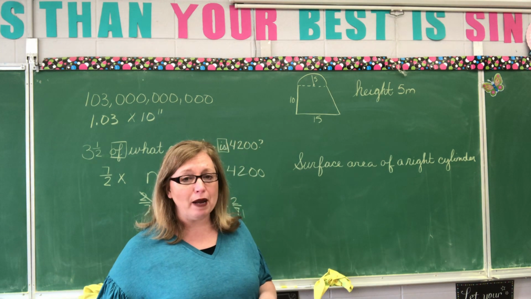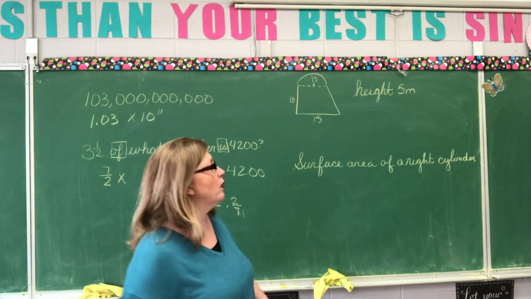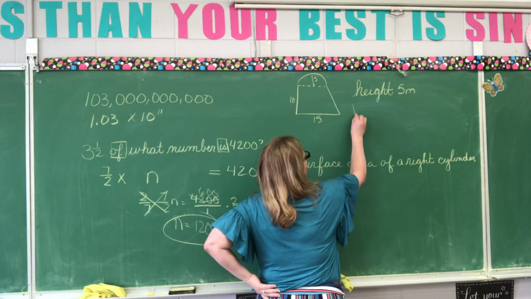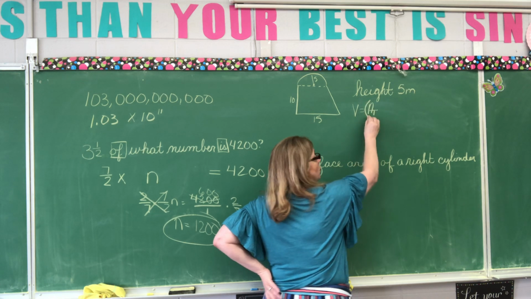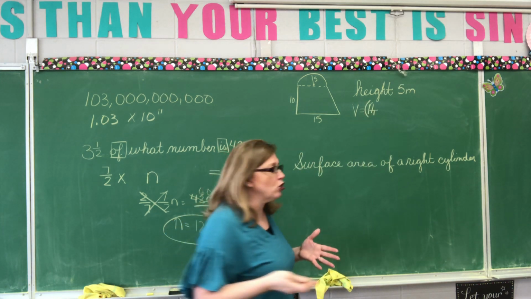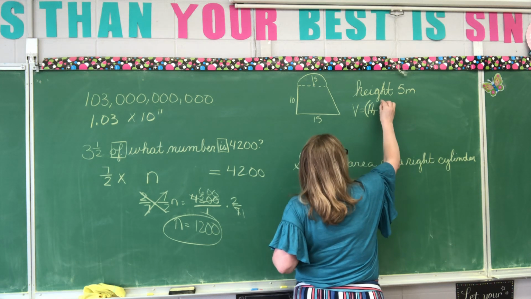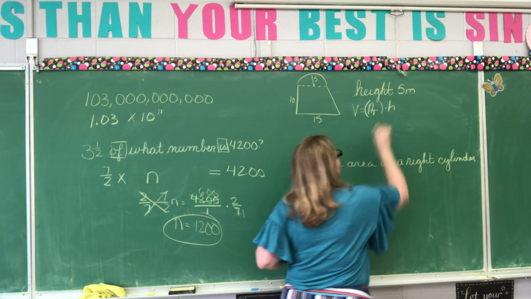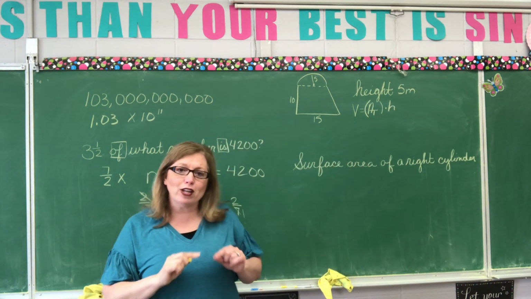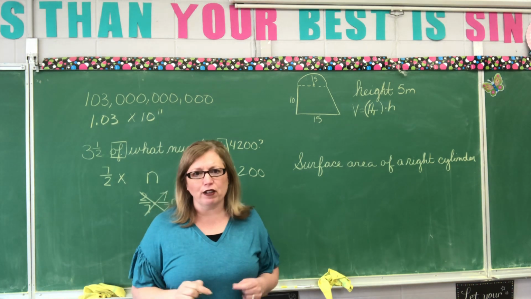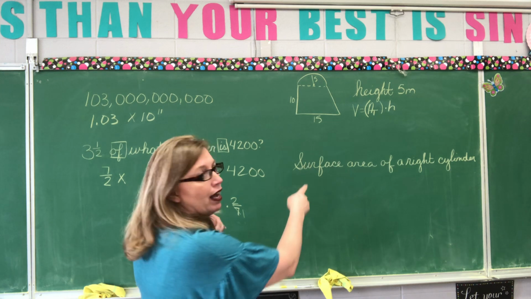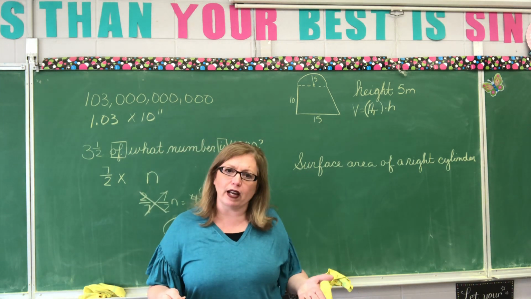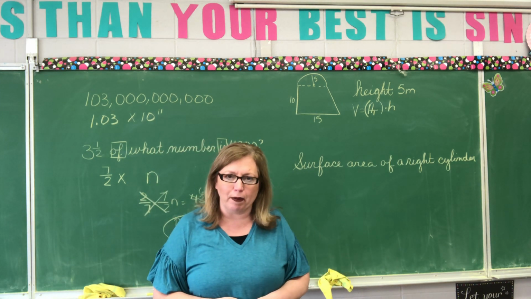Does it matter the shape? It's base times height. Okay, so here we go. Volume equals the total area, or our base, and we're going to multiply that by the height. The question is not how to find the volume. The question is, how do I find that area? How do I find the area of this weird shape?